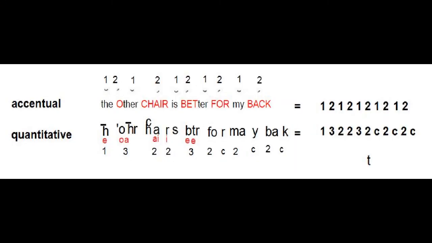Here is an example. Take "other" as an example. "O" equals 2, meaning stressed. "There" equals 1, means unstressed. Whereas in Arabic, "O" is one sound, means 1. "There" is 2 sounds, means 2. In English it's 2, 1. In Arabic it's 1, 2.